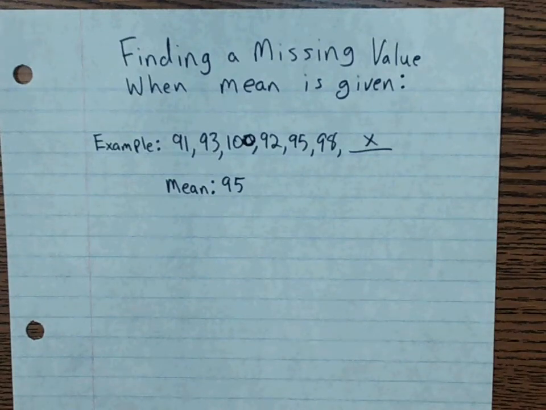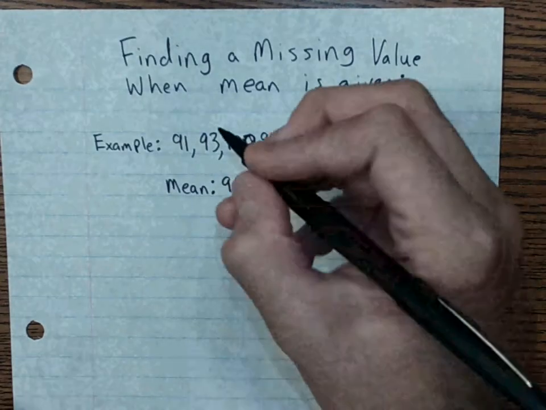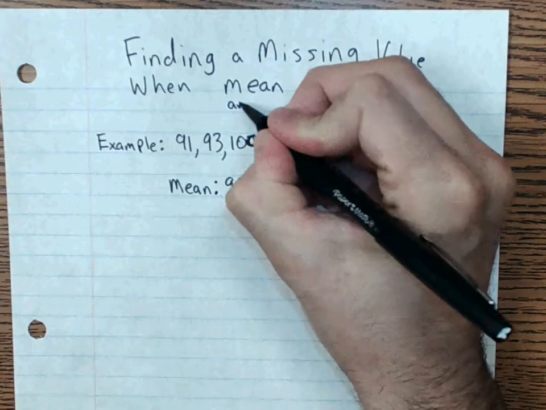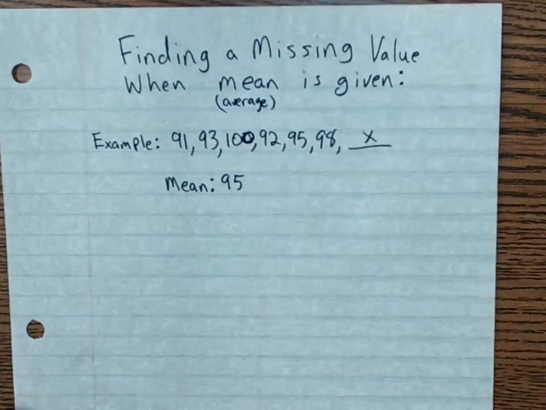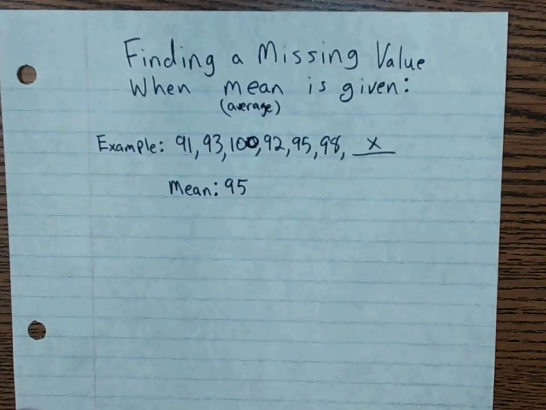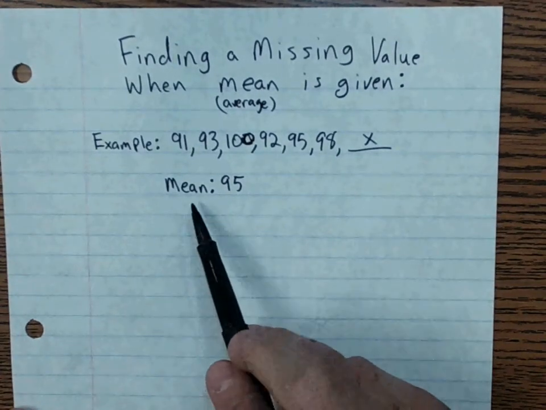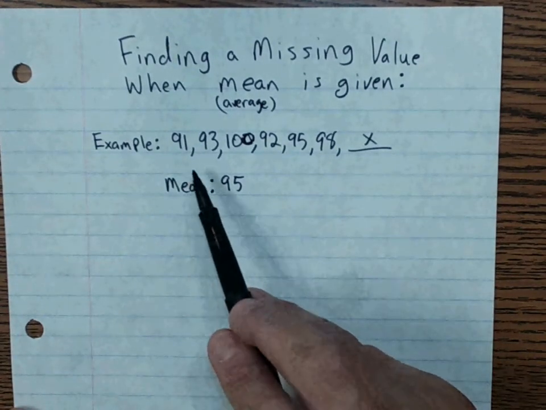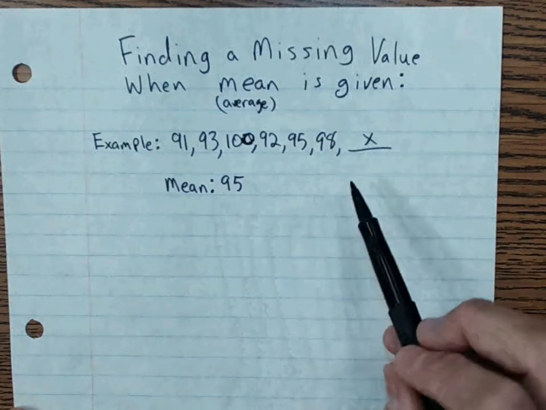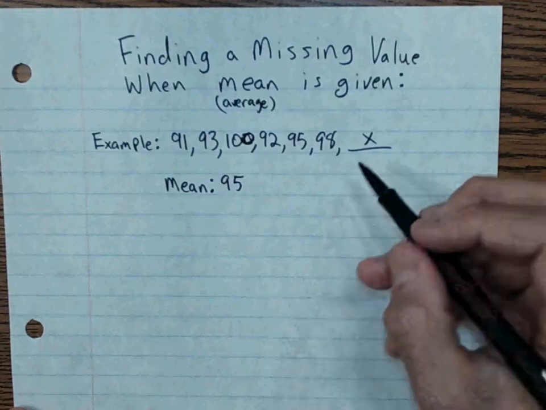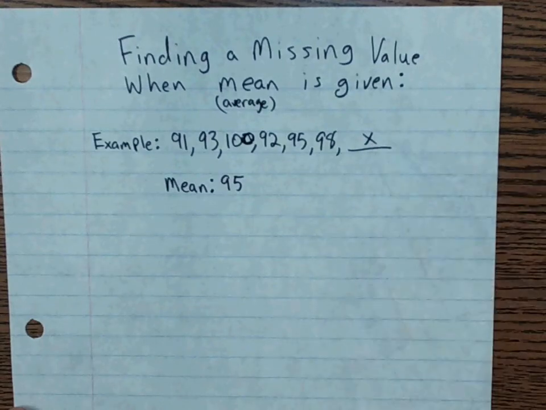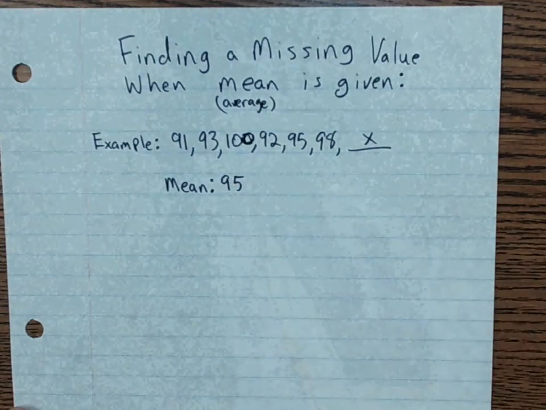Hello, it's Mr. Washahi again, and this tutorial is about finding a missing value when mean is given. So just remember, mean is also the average. What I mean by finding a missing value when mean is given is we're given the mean, the average of this set of numbers, but we're missing one of the values. So today we're going to learn how to find that missing value when we're given the mean and the rest of the numbers.